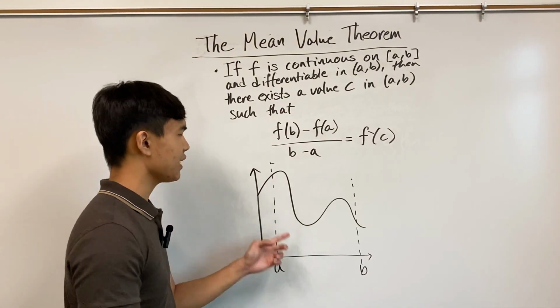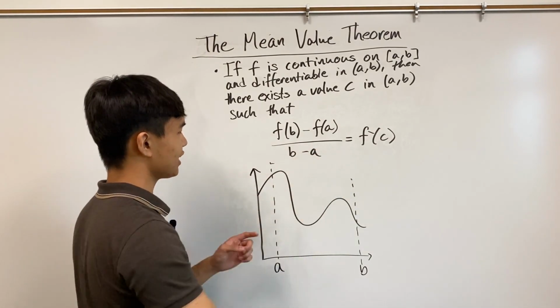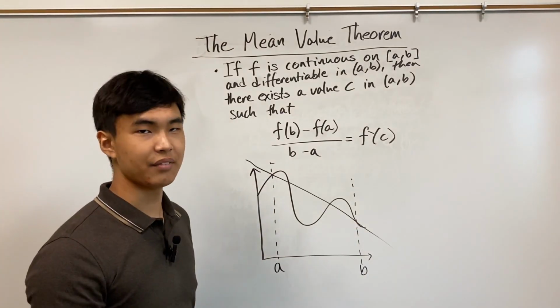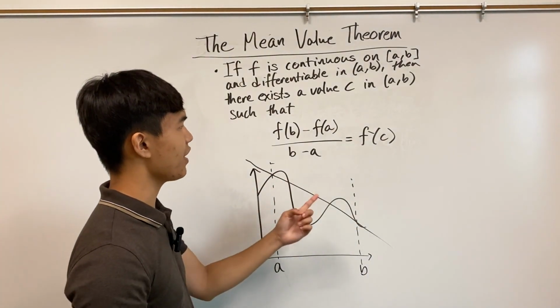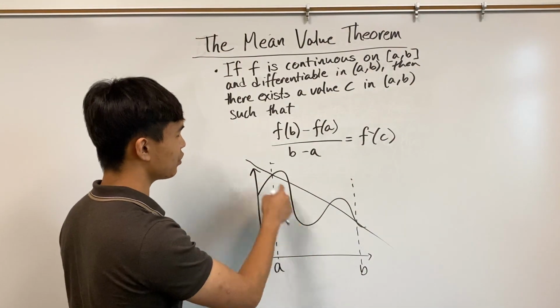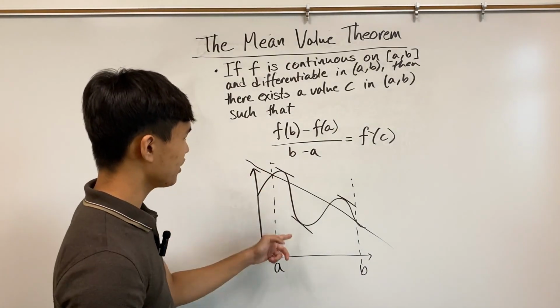For example, let's say we have this smooth continuous differentiable function. So this right here is just the slope between f of b and f of a, or the slope between here and here. And the mean value theorem tells us that there's at least one value c in this interval such that the derivative at c is equal to the slope of this overall line. Here, there are actually three. They're here, here, and here.